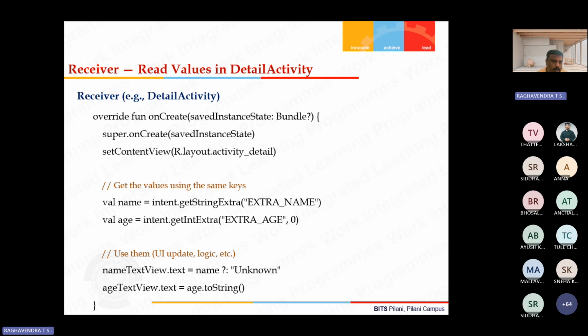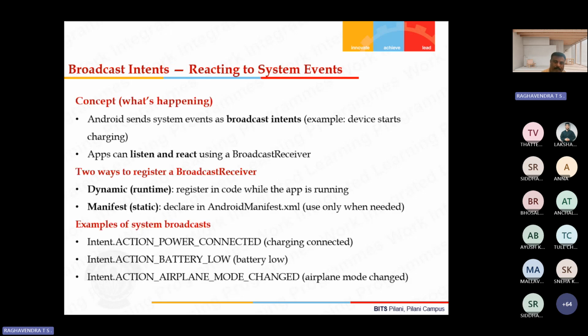So at the receiver, you're going to create the saved instance and the content view will be with a given content, R.layout.activity main detail. So values using the same key. So name is equal to intent.getExtra from the extra name and the extra age, right? So that it will be received. Name text view dot text is equal to name, which is unknown, and the age text view dot text will be whatever value we get, so you're going to convert that to string.